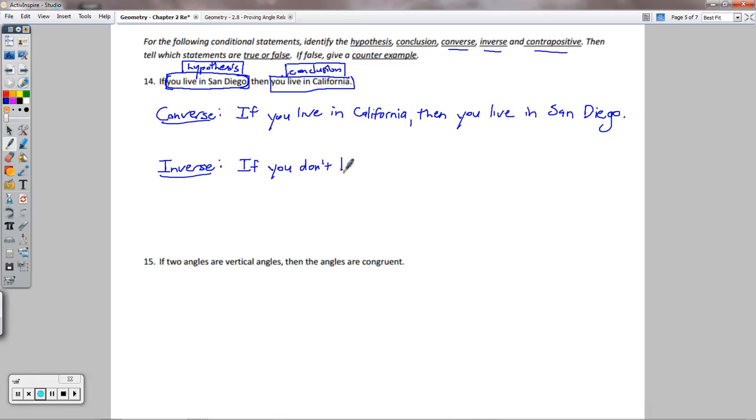If you don't live in San Diego, then you don't live in California. And finally, the contrapositive, we'll get back to those truth values in just a moment, but we'll just write the statements out first.